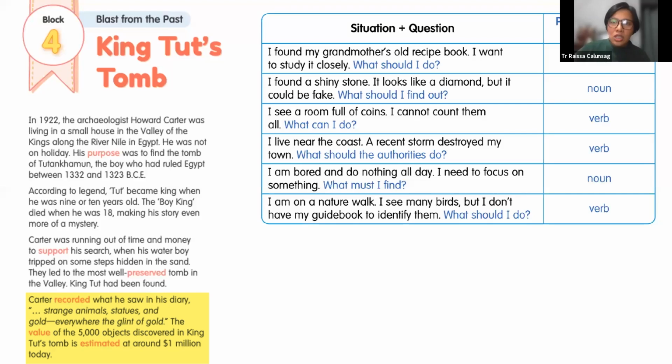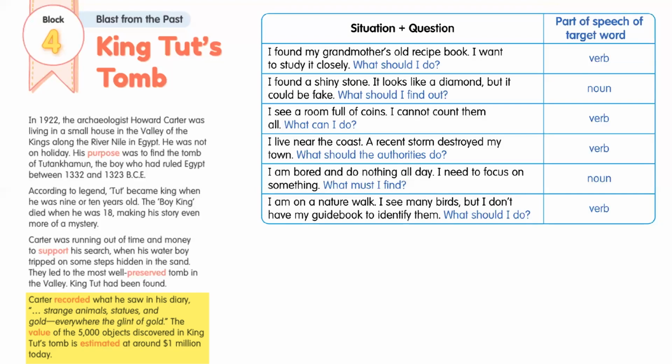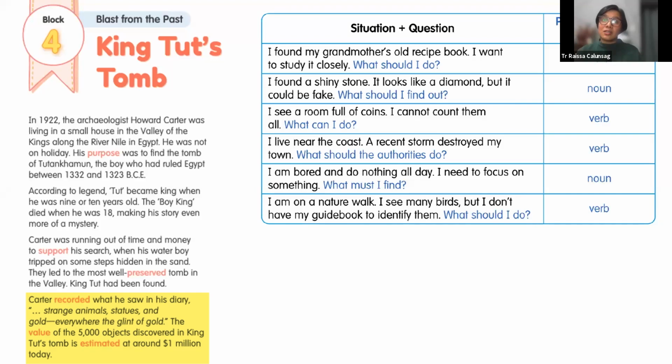Okay. Go ahead and finish it. So that's a comma. Strange animals, statues, and gold everywhere. The glint of gold. Very good. So it matches, right? We know that recorded means writing things down, and that's just what Carter did. That's exactly the same meaning as the situation needed, right? Being on a nature walk and seeing many birds, but not having a guidebook to identify them. All right, good answer, guys.